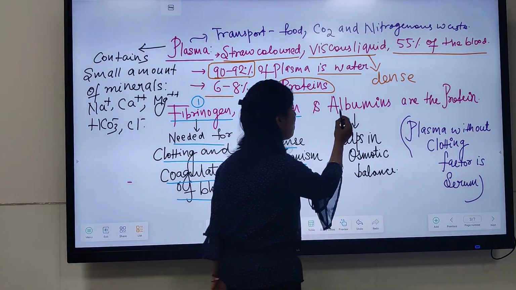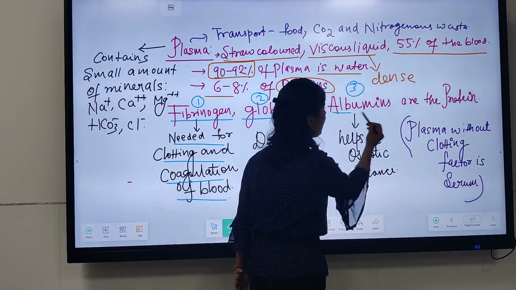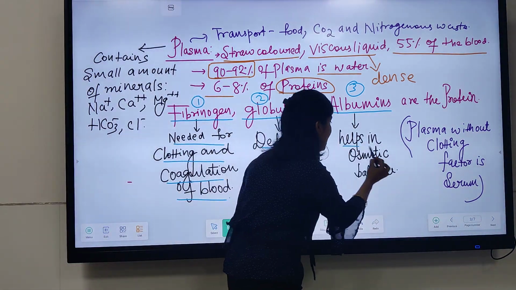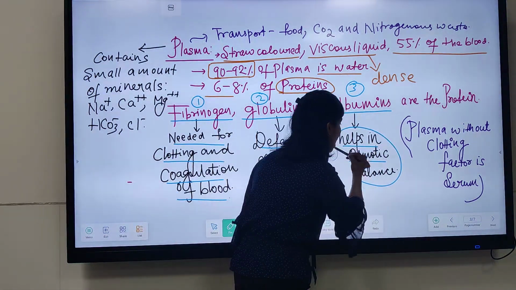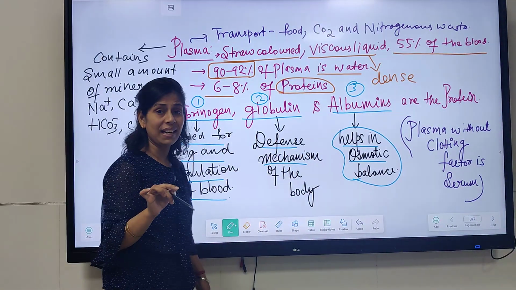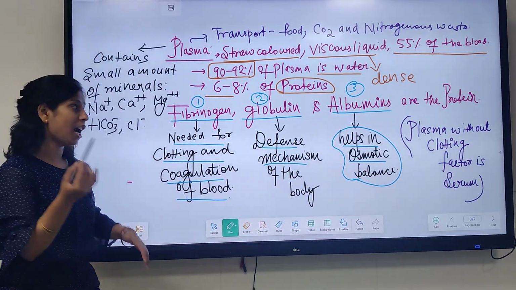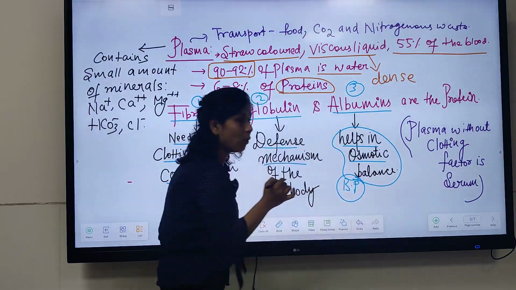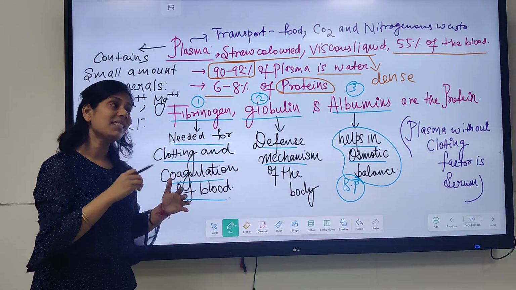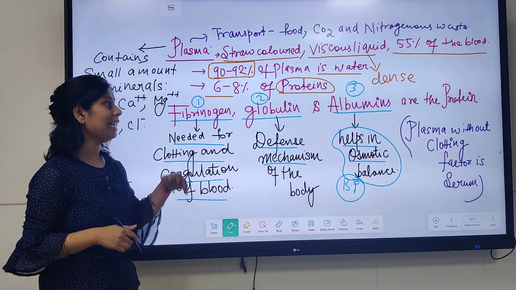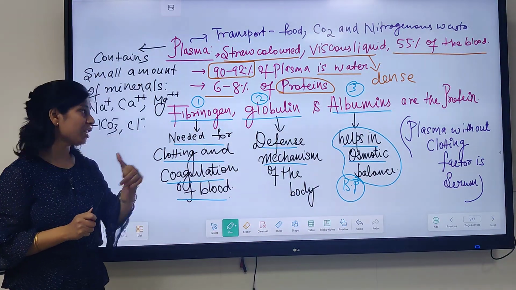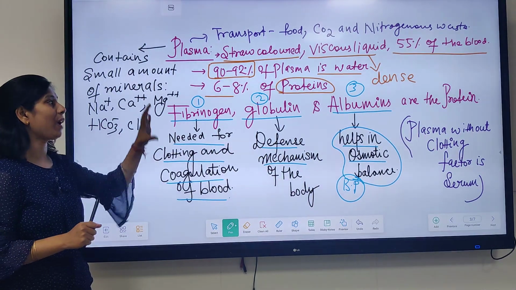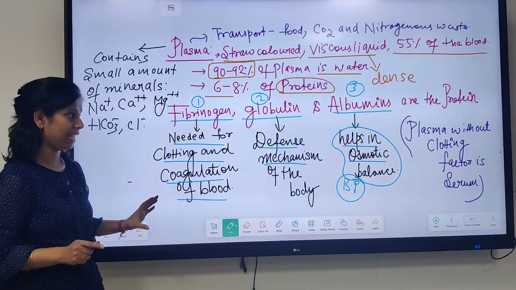Now you have the albumin, which is the third protein present in the blood. What is the function of this albumin? It helps in osmotic balance. A certain amount of balance is required inside your body to maintain blood pressure, and that balance is being done by the albumin. So what are the three plasma proteins? Fibrinogen, globulin and albumin. All these together form the plasma protein.